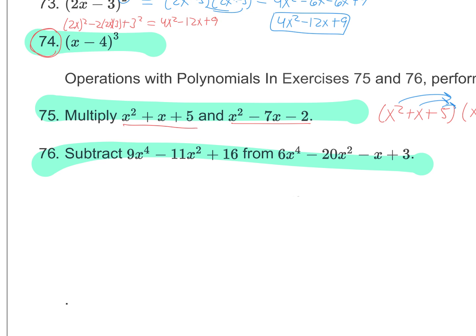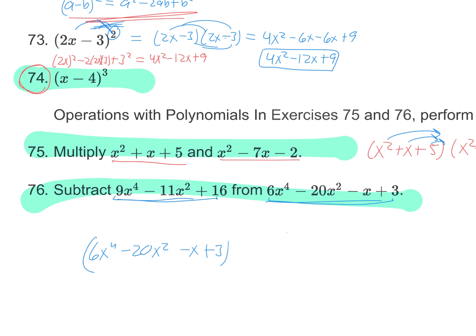For 76, subtracting this polynomial from this one, I talked about something like this last week. If you're taking this away from this, that means you're starting with 6x to the fourth minus 20x squared minus x plus 3. Oh, not times, sorry, minus. Minus, and then you're subtracting this polynomial from it. We see the difference between that and if we wrote it in the reverse order. So it should be written like this. I'm taking this polynomial away from this one.